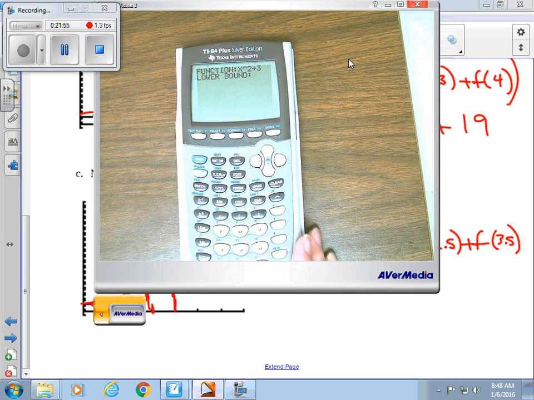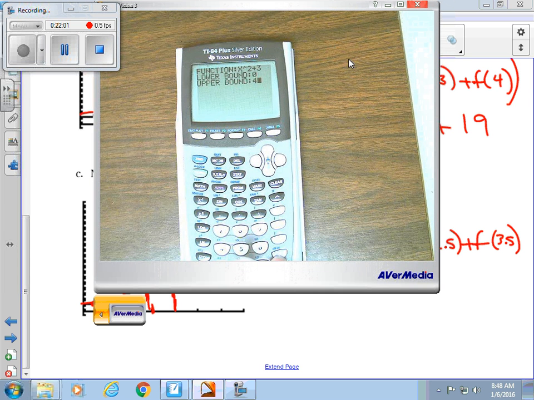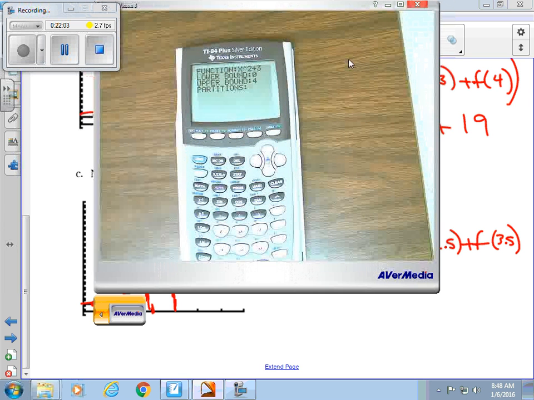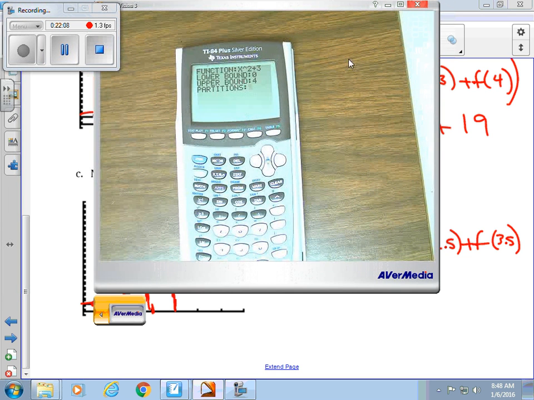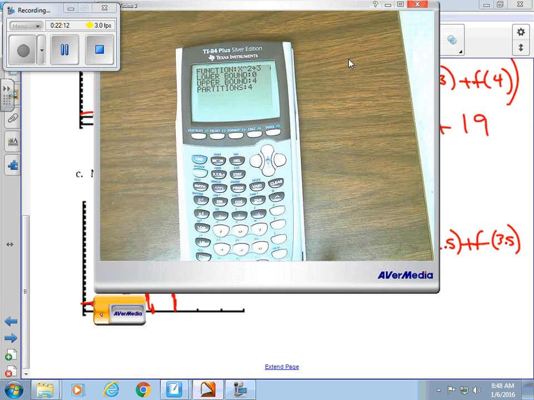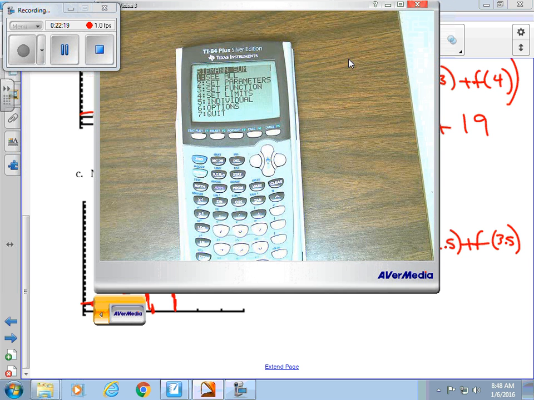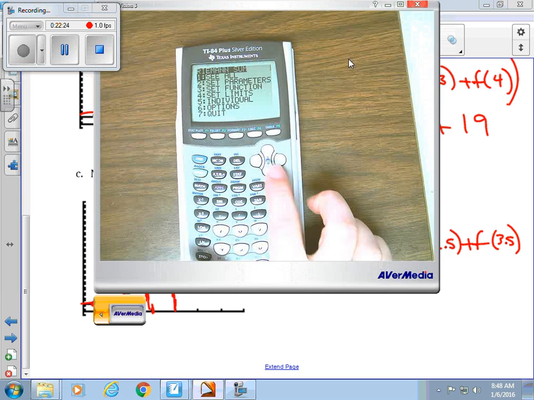The lower bound was 0, the upper bound was 4, because we're on the interval 0 to 4. The number of partitions is how many rectangles or trapezoids or whatever it is we're making. So in this problem, we're making 4. Then it will bring up a menu, and it'll ask you what you want to do. Most of the time, your answer will probably be see all for shortcut's sake. But I don't want to do that right now. I want to do individual.